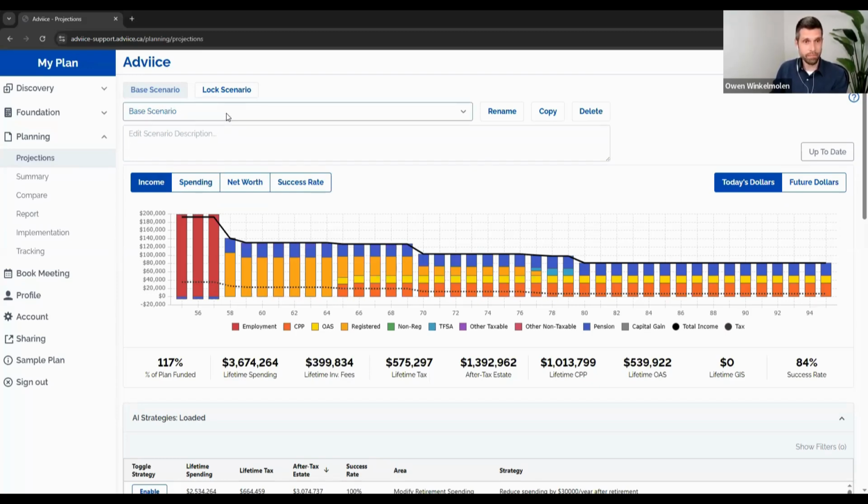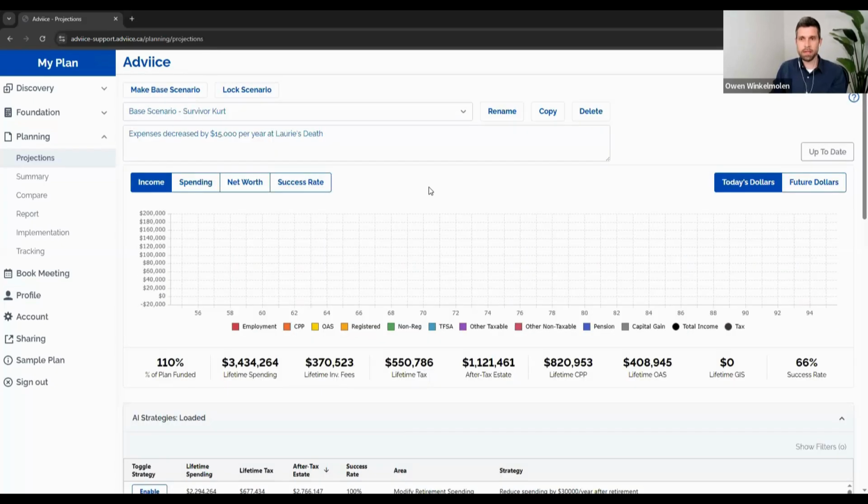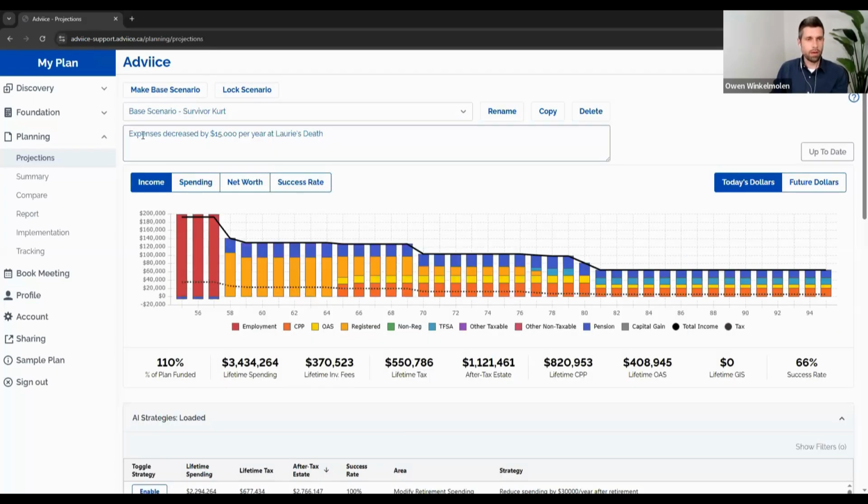We've got this base one. We're going to also look at a survivor scenario for Kurt here. So for Kurt, we've already reduced spending by 15,000 a year after Lori passes away. But we see some other impacts. So here at age 80, we can see CPP gets reduced. So unfortunately for Kurt, because they were both close to the maximum, we see a fairly big reduction there.